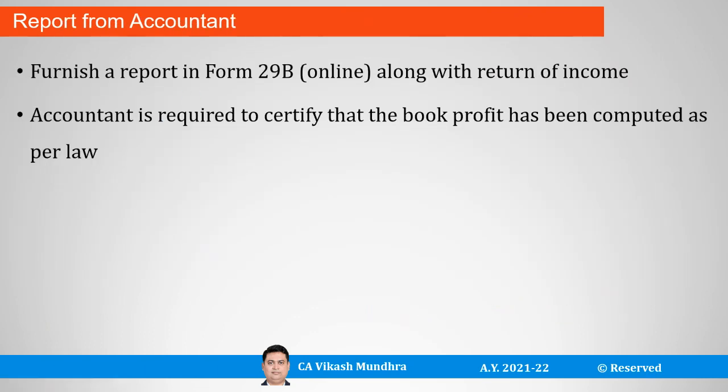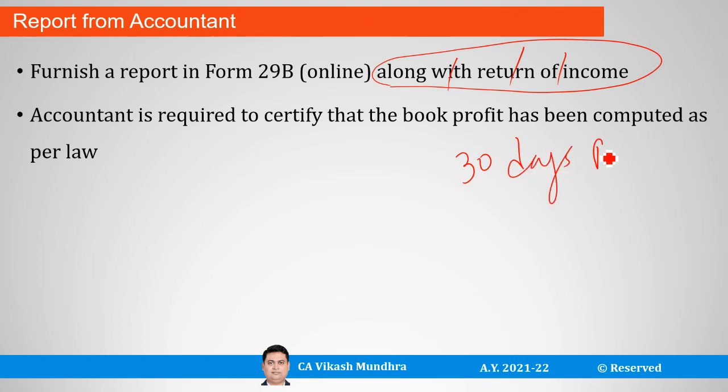One formality is required, one compliance is there, that is the company is required to submit a form called Form 29B, that is not along with the return, that is 30 days prior to the due date of furnishing the return.